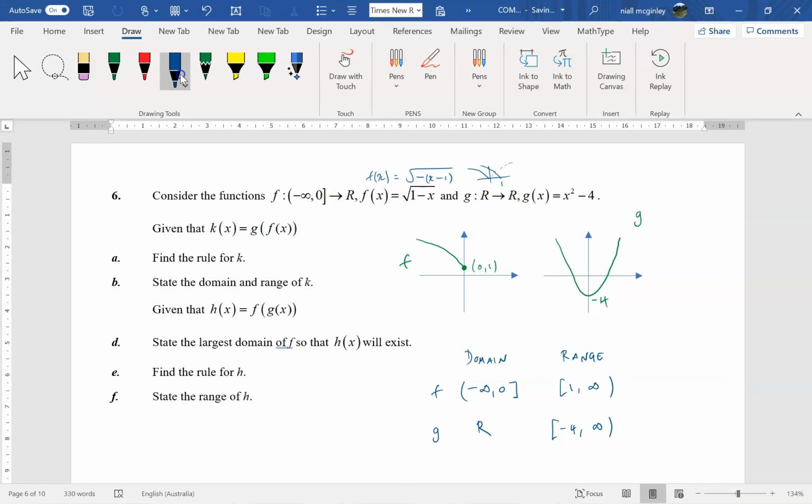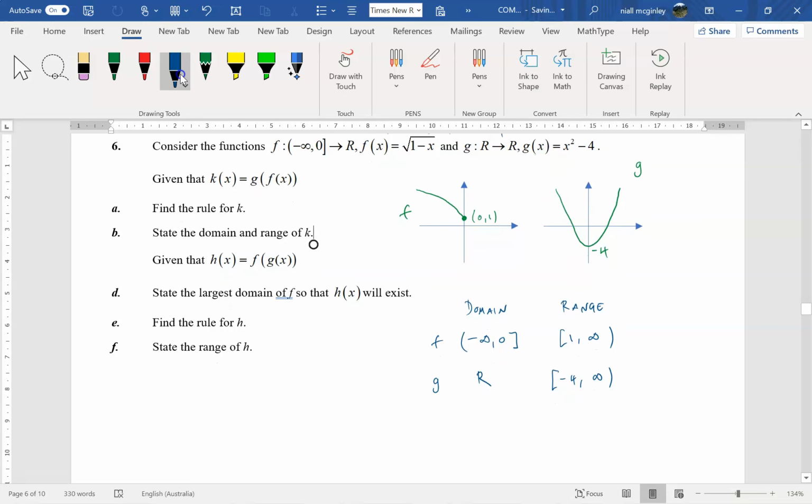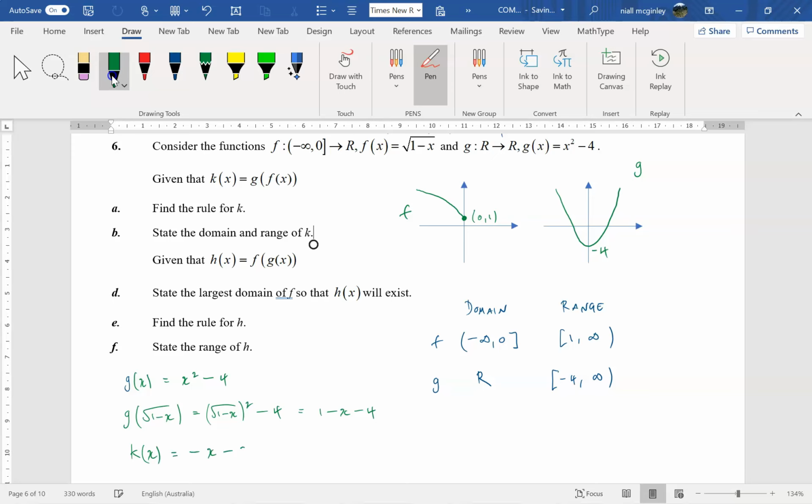And we'll use this table. So first question A is asking you for the rule. You know k of x is g of f of x. So g of x is x squared - 4. So we want to do g of the square root of 1 minus x. We're going to replace x with that, so it's going to be the square root of 1 minus x, all squared. When you square a square root, it cancels and just leaves you with 1 minus x, minus 4. Therefore, we can say that k of x is equal to minus x minus 3.